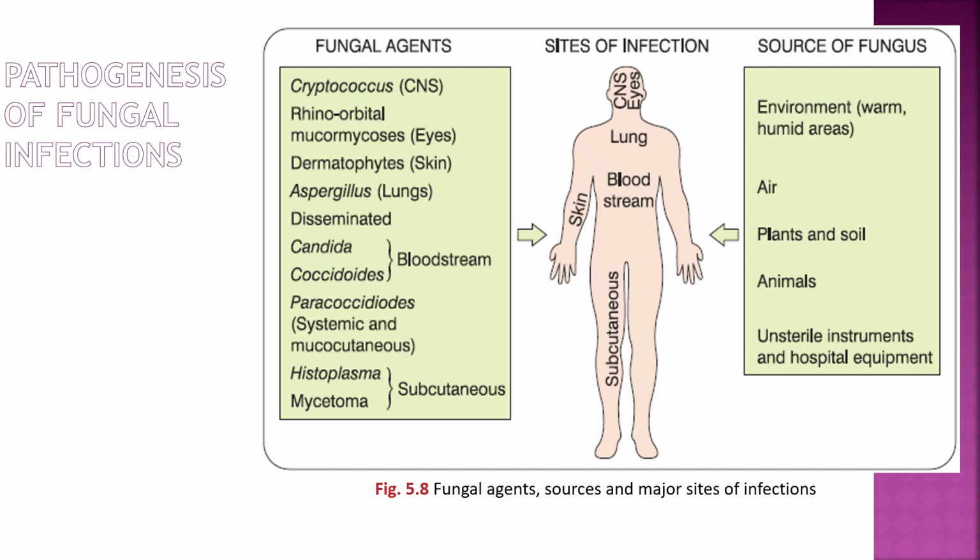Pathogenesis of fungal infection. Source of fungus: environment, warm humid areas, air, plants and soil, animals, unsterile instruments and hospital equipment. Site of infection: CNS, eyes, lungs, bloodstream, skin, subcutaneous tissue. The fungal agents cause disease according to the site of infection. Cryptococcus: CNS. Eyes: rhino-orbital mucormycosis. Skin: dermatophytosis. Lungs: aspergillosis. Bloodstream: disseminated Candida. Coccidioides, Paracoccidioides: systemic and mucocutaneous. Subcutaneous: Histoplasma, mycetoma.